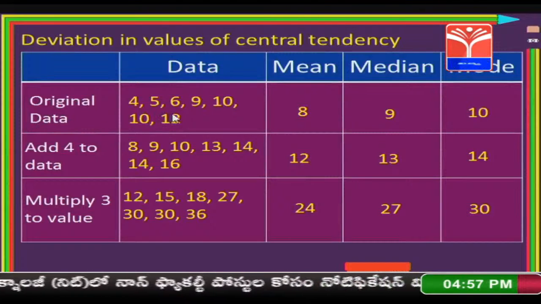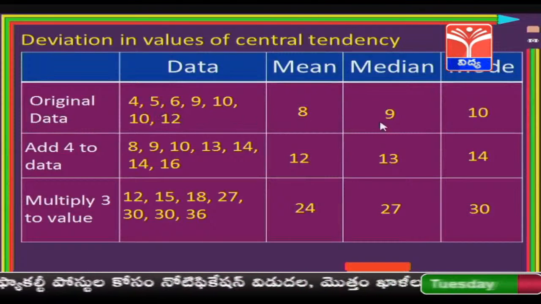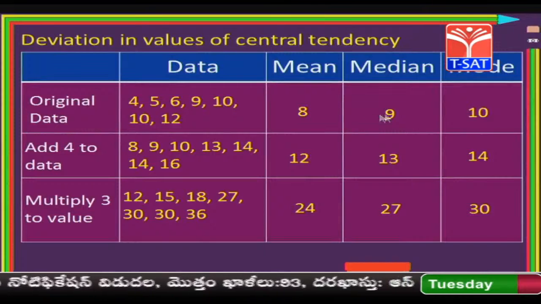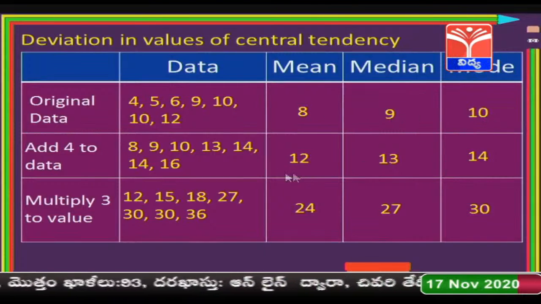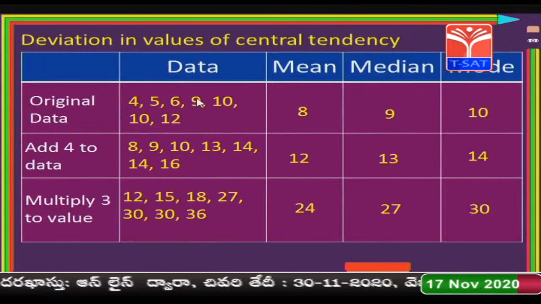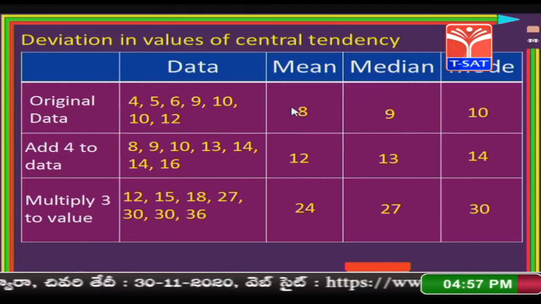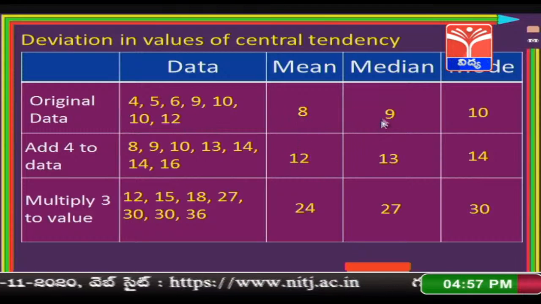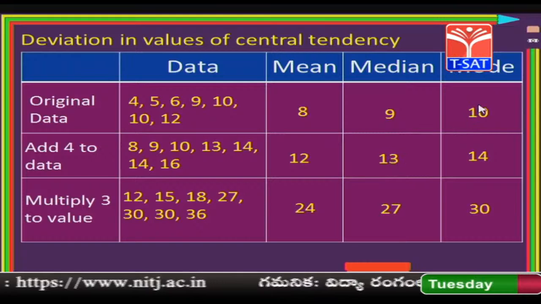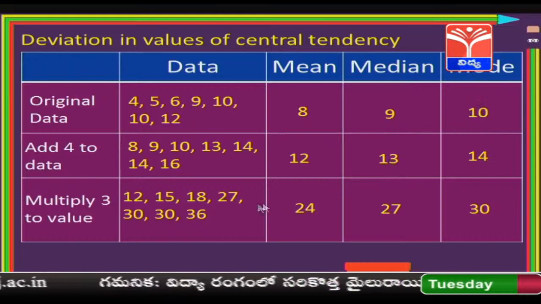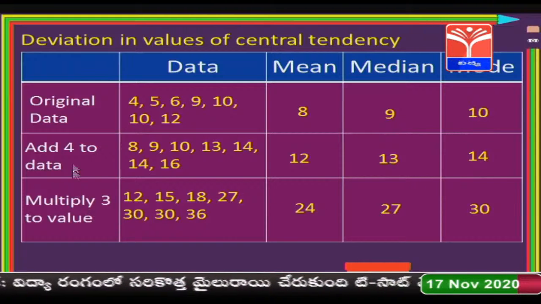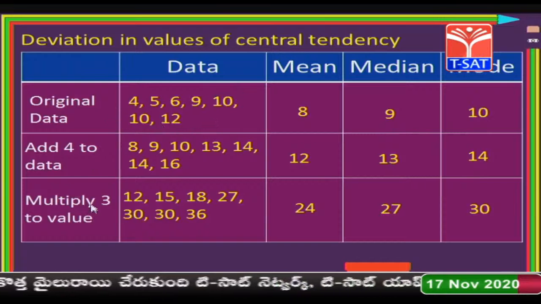This is the original data which you have got. The mean, median, mode are given as 8, 9 and 10. Now, when you are adding 4 to each and every observation, what happened to the mean? The mean is added by 4, median added by 4, mode added by 4. Now, you are going to multiply the original data by the number 3.